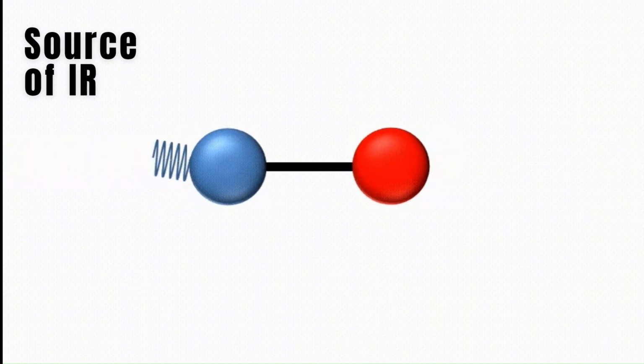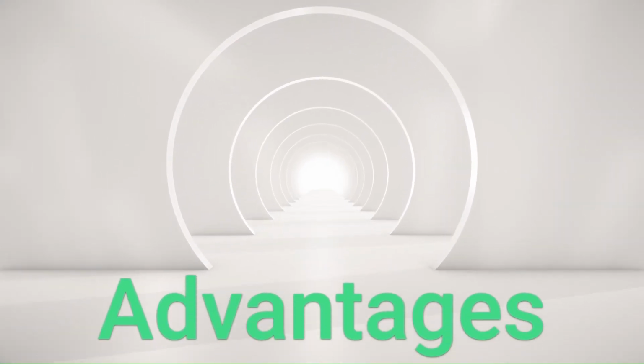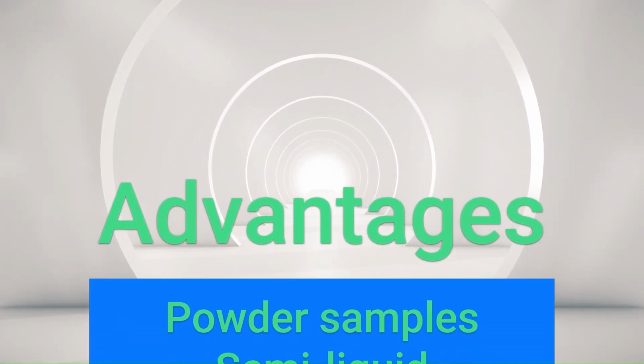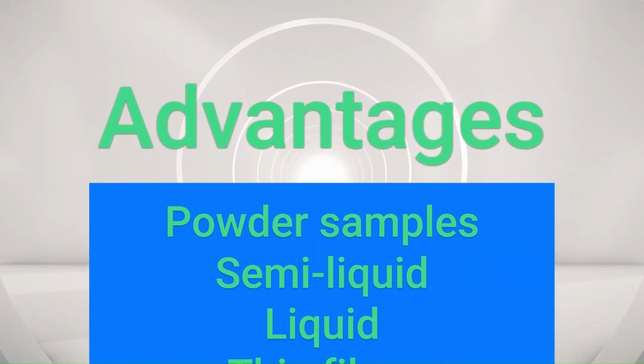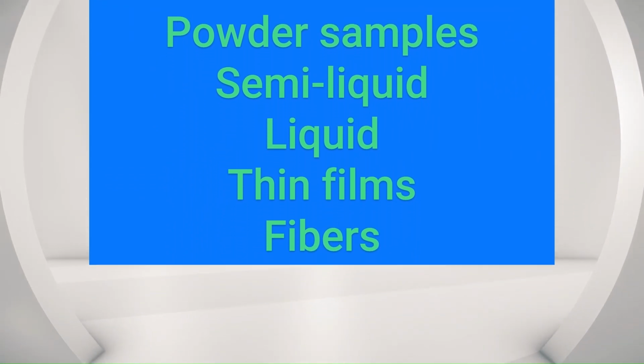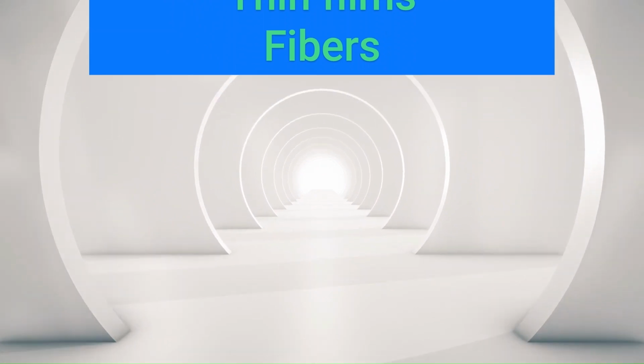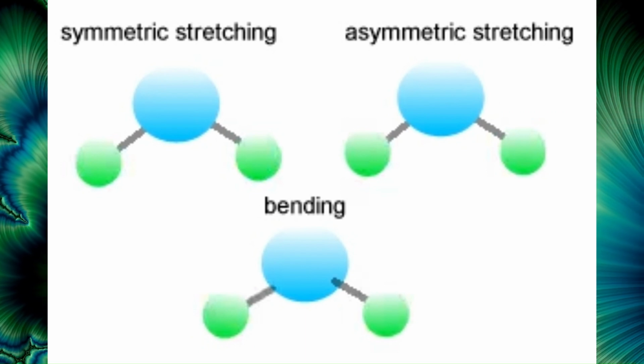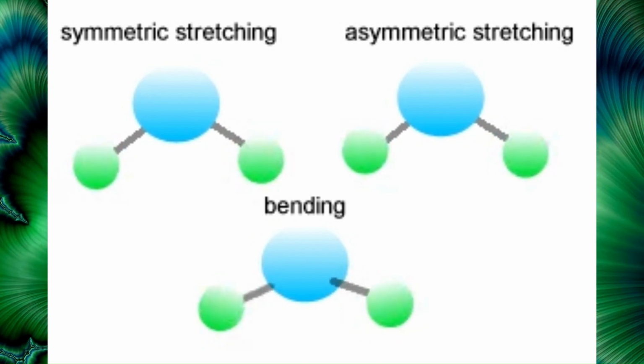It is based on the absorption of infrared radiation by a sample and is used to identify and analyze the chemical structure of a sample. The advantage of this technique is that any sample in virtually any state can be studied. For example, samples with states such as powder samples, semi-liquid, liquid, gas, films or thin sheets, and fibers can be easily examined.